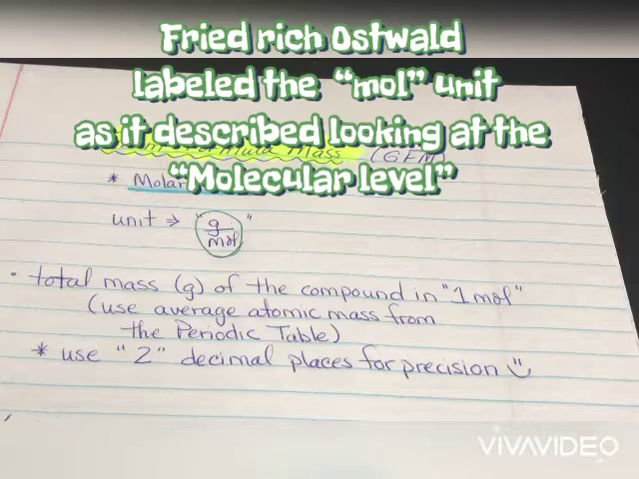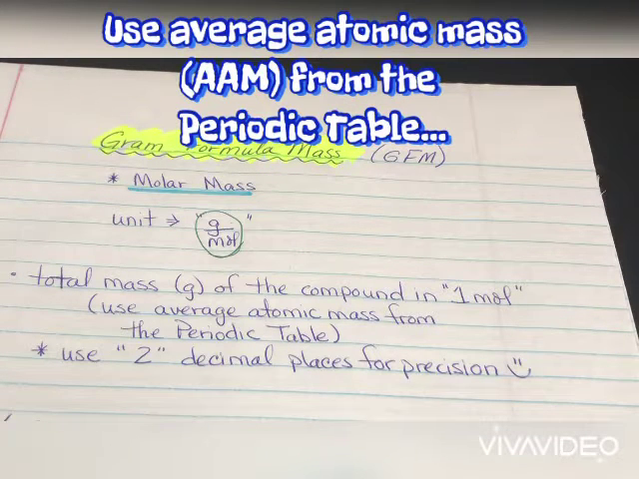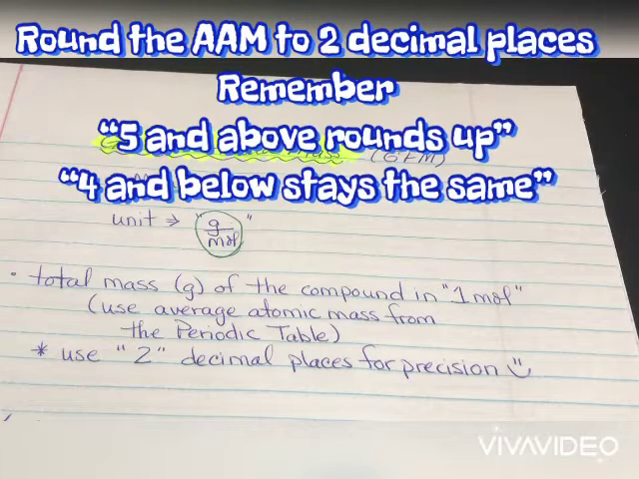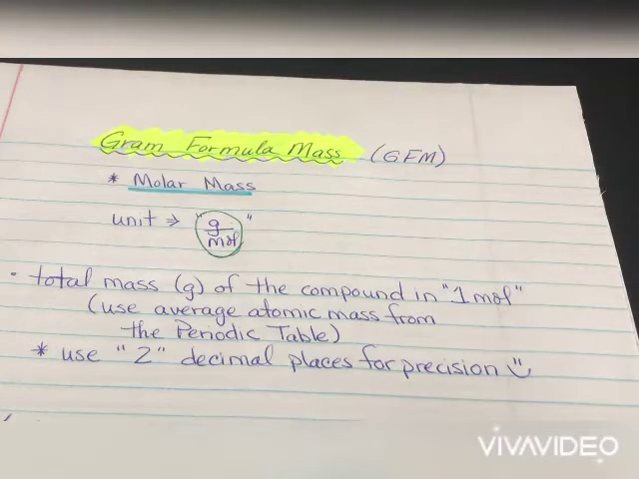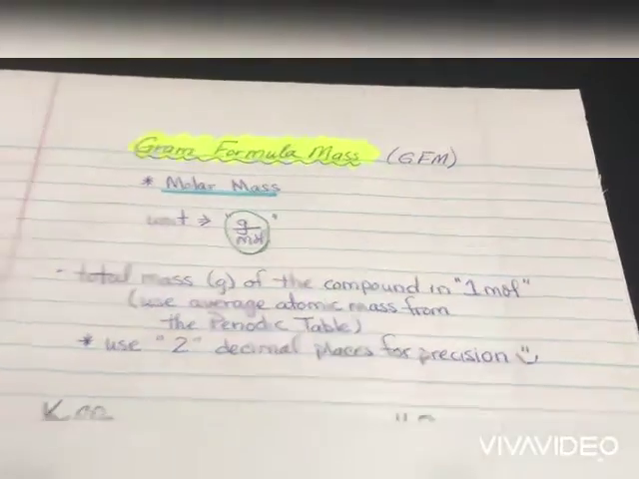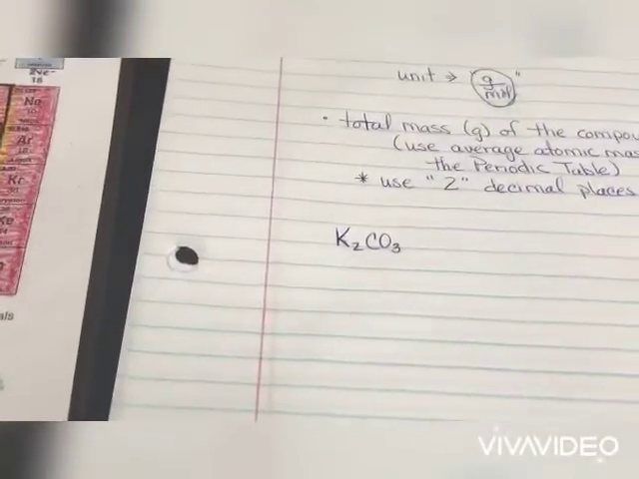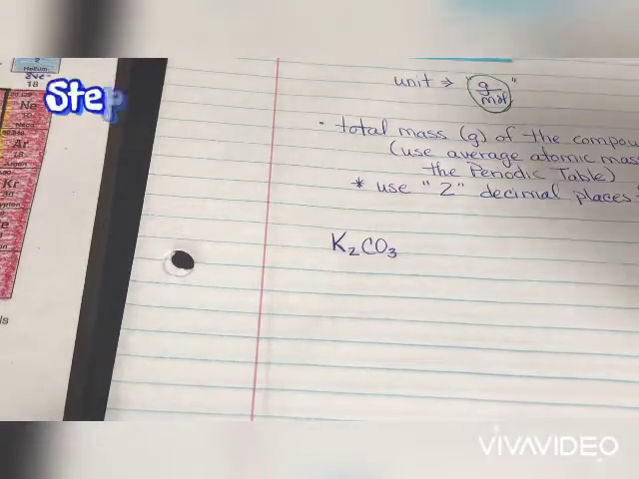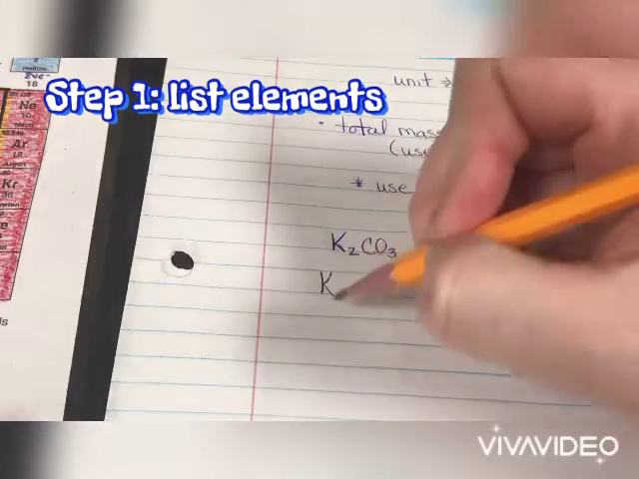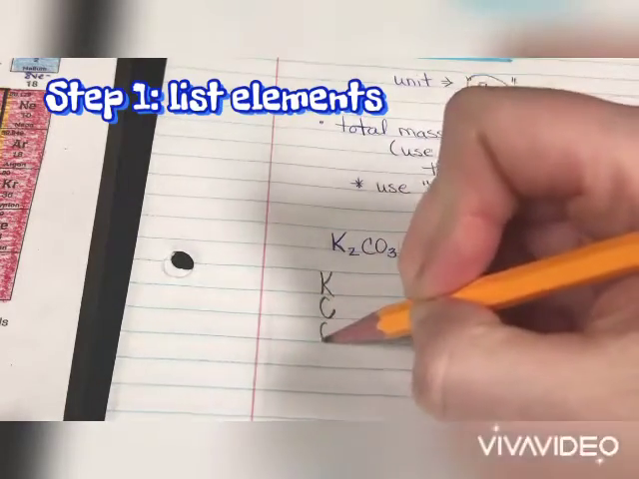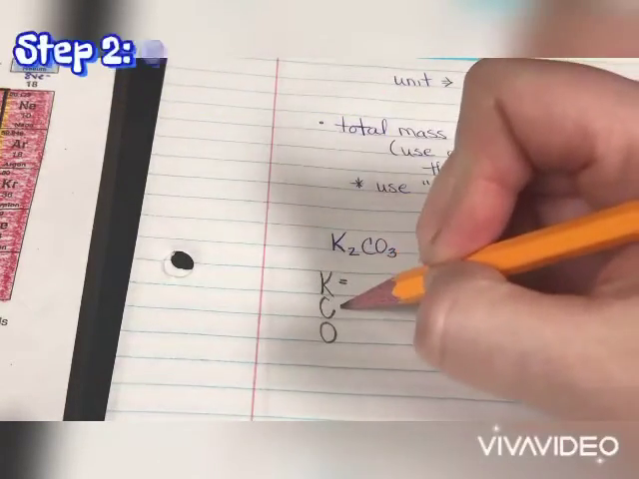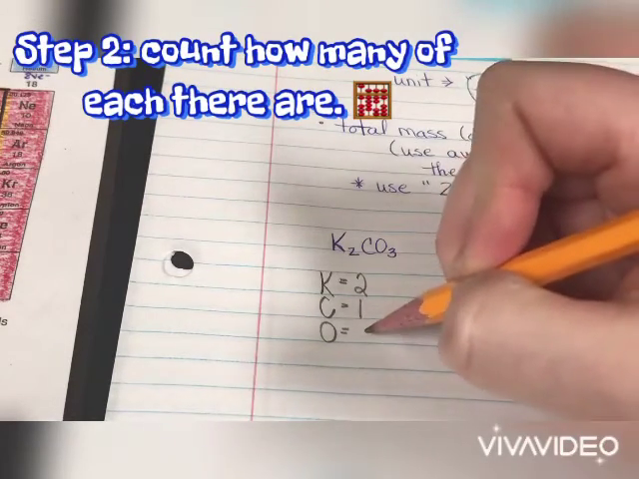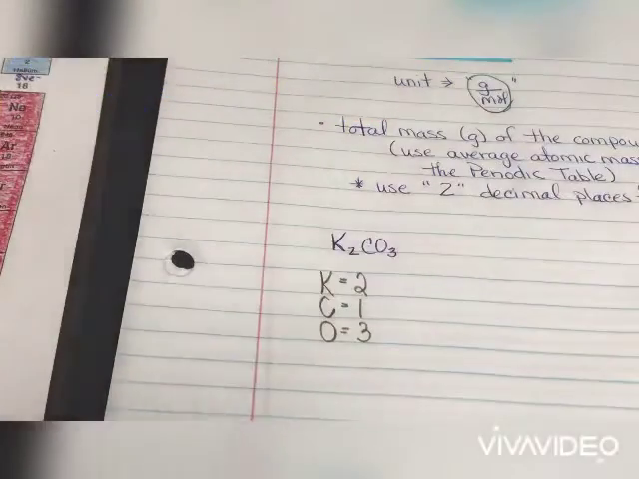To do this, we're going to be using the average atomic mass on the periodic table, and a hint, always use 2 decimal places for precision when you're getting these masses. So I want to take a look at our first example, which is going to be K2CO3, or potassium carbonate. To start off, you want to make your list of elements. So we have potassium, K, carbon is C, O is oxygen, and you want to count how many of each type we have. 2, 1 carbon, and there's a 3 for the oxygen.